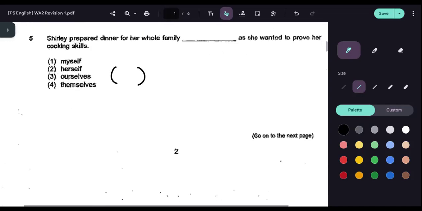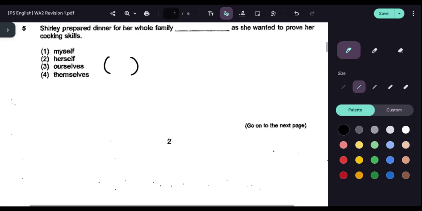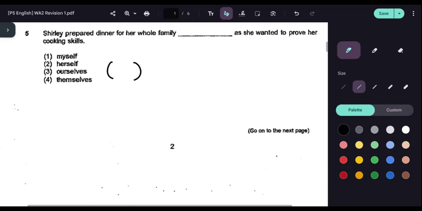Okay, question number 5. Shirley prepared dinner for her whole family blank as she wanted to prove her cooking skills. Okay, Shirley prepared dinner for her whole family herself. Okay, herself, because you're referring to Shirley over here. This blank refers to Shirley.